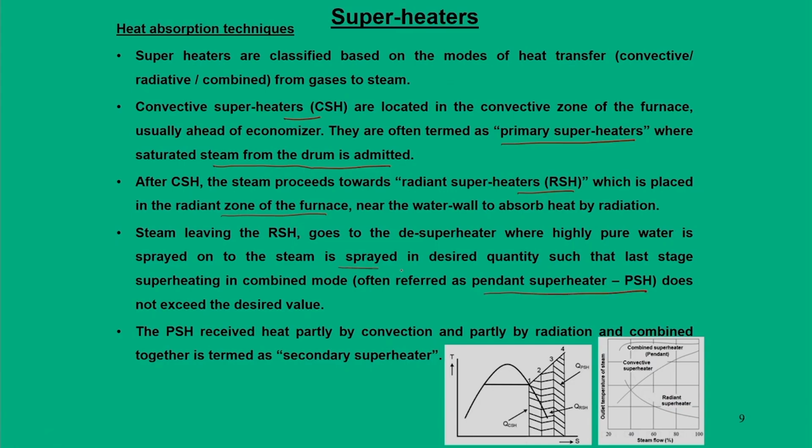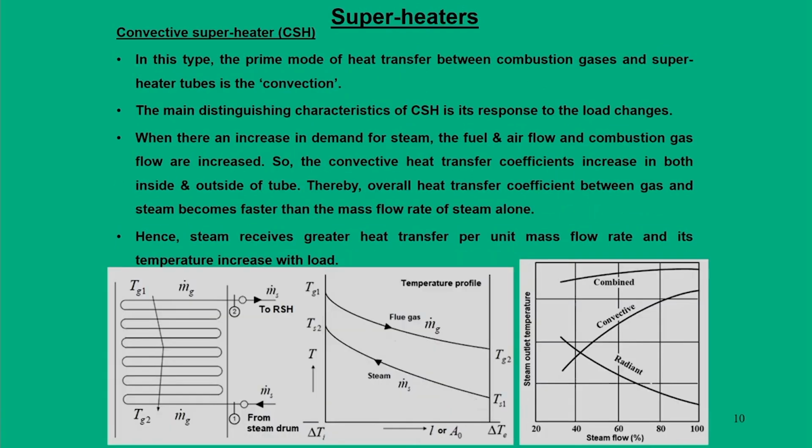So, this spraying is again required for controlling the steam, and I will come back to this point at a later stage of these lectures, why this spraying of water is required in pendant type superheaters. Normally this pendant type superheater is called the secondary superheater. So, at the end of the superheating units, the constant flow rate of steam should go at a fixed temperature. That is the essential requirement when the steam enters the turbine.